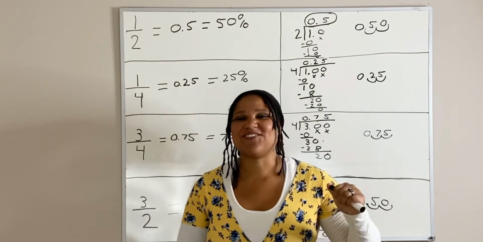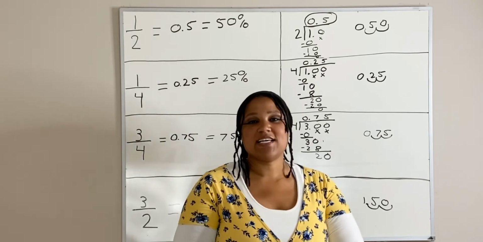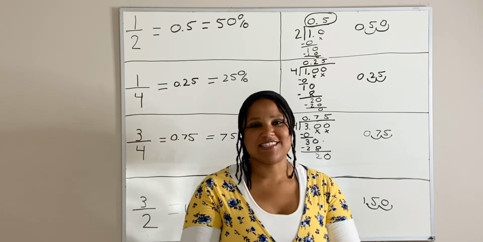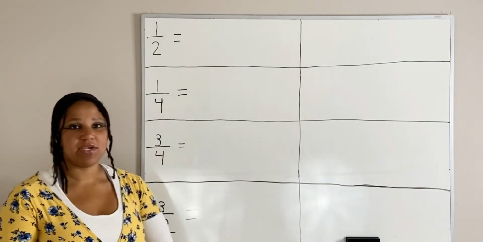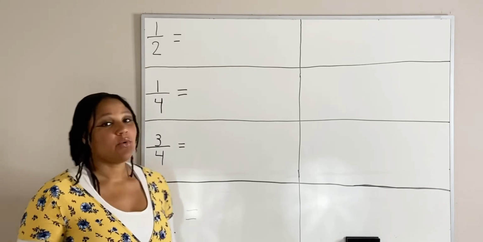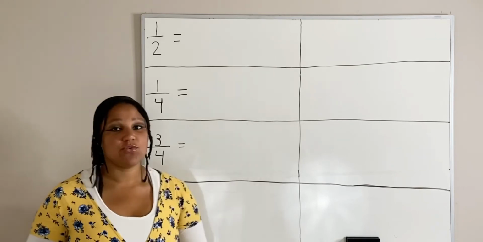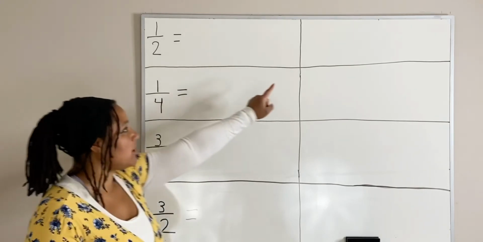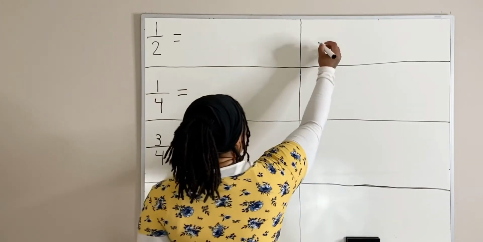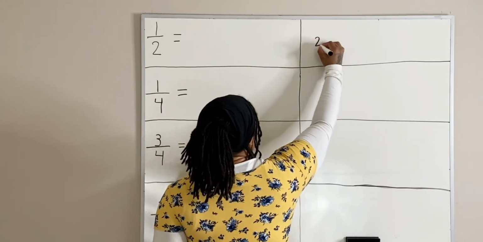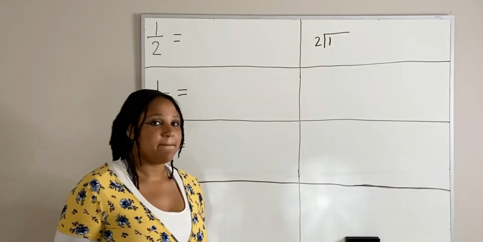Okay, so let's get right into how to convert a fraction into a decimal into a percentage. Okay, so let's look at our example here. We have the fraction 1/2, and we want to convert it into a decimal. So I'm going to come over here and show my work. This will be our scratch work. So what we're going to say is 1 divided by 2, okay?